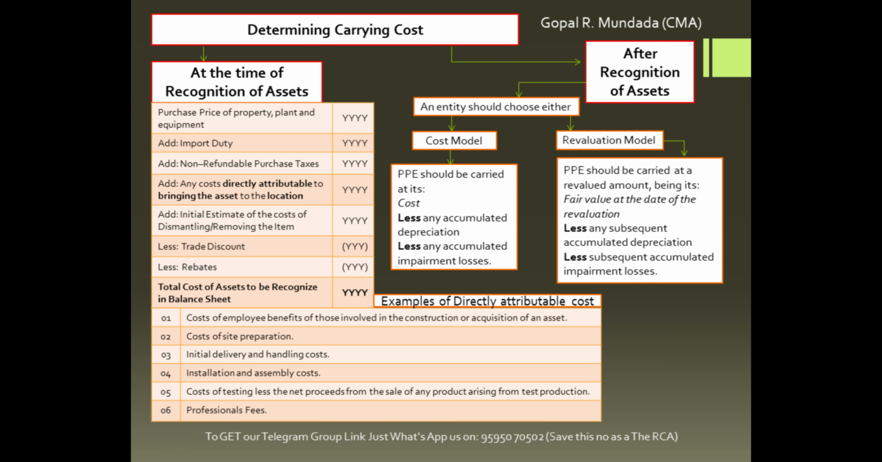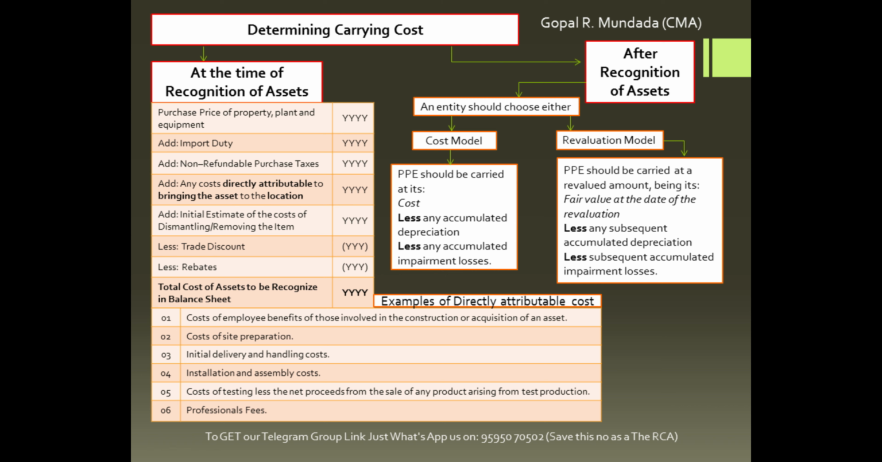So guys, here I can also give you examples of directly attributable cost: the cost of site preparation, initial delivery or handling cost, installation cost, trial run cost, professional fees, cost of employee benefits and others involved. These carrying costs are recognized at the time of the asset, and are recognized in the balance sheet as property, plant and equipment.